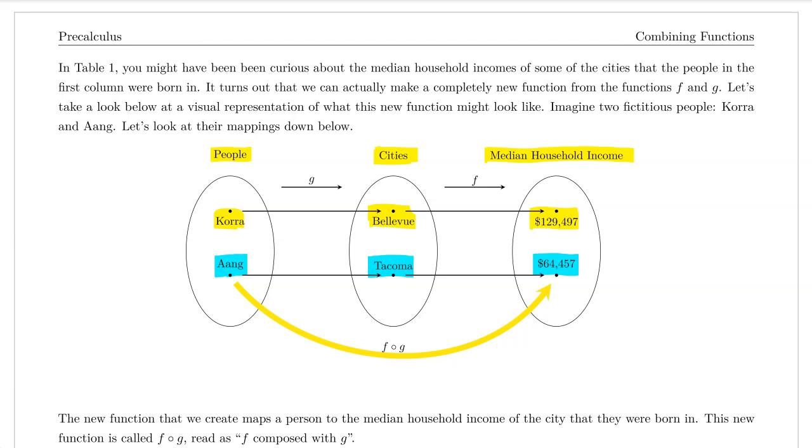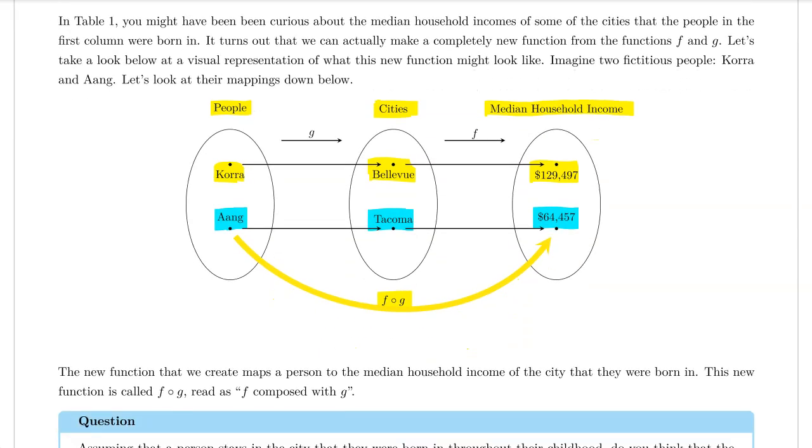If you'll notice, we have this notation at the bottom. It looks like the word fog, but it is actually the notation for composition. The new function that we create maps a person to the median household income of the city that they were born in. This new function is called f composed with g. That circle is not the letter O, it is an open circle, and it is used to denote composition or a composite function, which is when you take one function and plug it inside of another function.